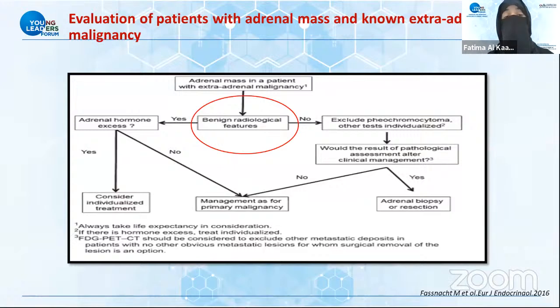However, when there is no benign radiological feature, we should exclude pheochromocytoma, and the other tests are individualized according to the scenario. After excluding pheochromocytoma, we can either perform adrenal biopsy or resection if the pathology can alter our management. If not, we can manage as the primary malignancy. We should always keep in mind the life expectancy of the patient and the stage of the primary malignancy. And in this situation, we can use FDG PET-CT to exclude other metastases.